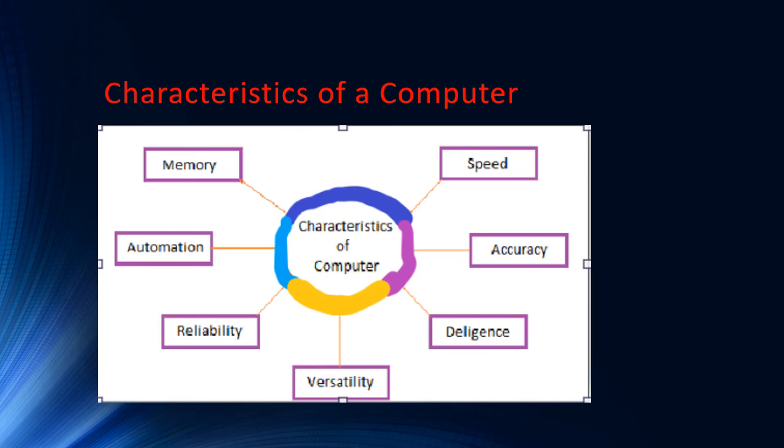Then we have compact storage, that's the memory. Electronic data processing has the ability to store a large amount of data in a compact and easily retrievable form. So the computer doesn't misplace your folder. You don't have to start looking for where you kept this file, where did I keep it?